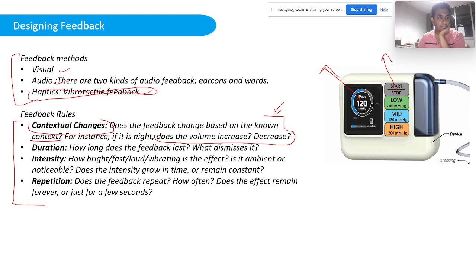Now duration. The second rule for feedback design is that you need to consider the duration for which a feedback will last.